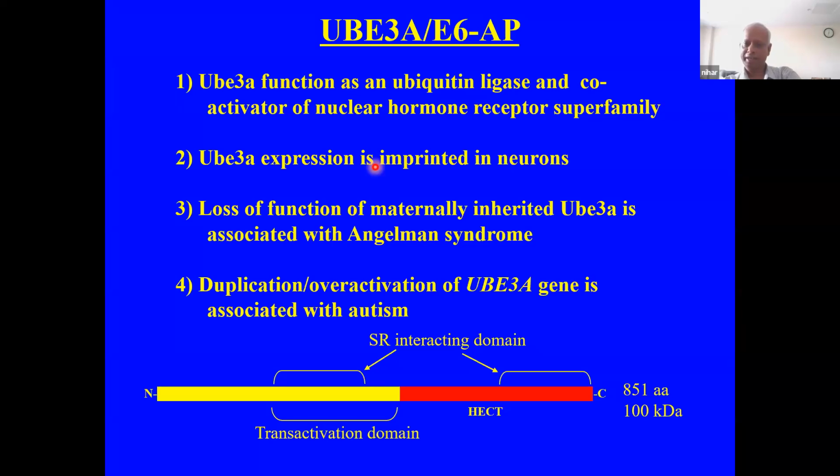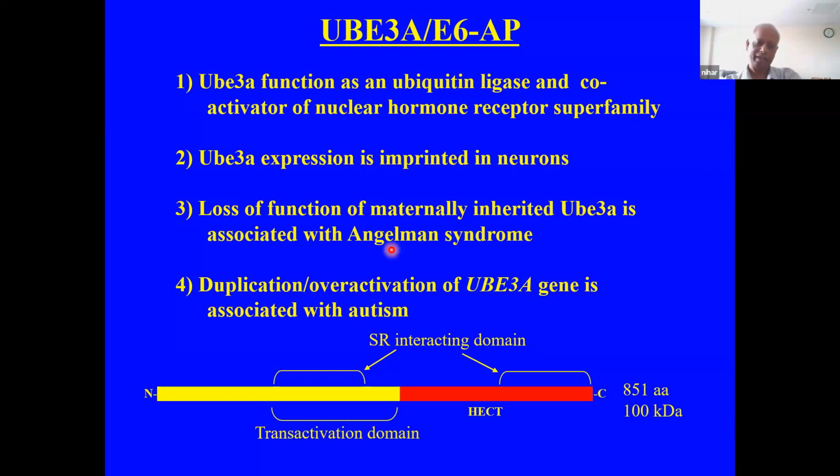I hope it's clear. So to summarize again: in all of our neurons, in all of our brain, Ube3a is expressed from the mother's contribution. It's the mother's copy of Ube3a that is expressed. The father's copy is epigenetically silenced. And if there's a mutation in the mother's copy, which is actually expressed, you will end up with a developmental disorder called Angelman syndrome.